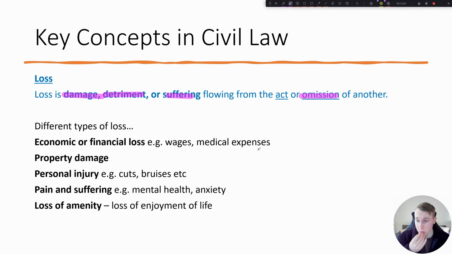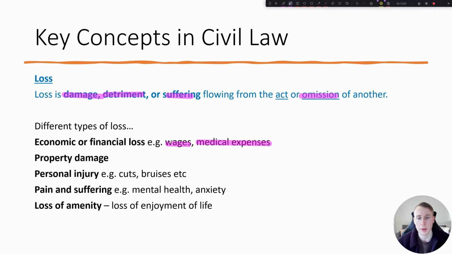So common ones, for example, if they've suffered a workplace injury, they're going to need to pay for their medical expenses, such as x-rays, ultrasounds, and follow-up specialist appointments, but they may also have lost some wages, so their income, not being able to work.